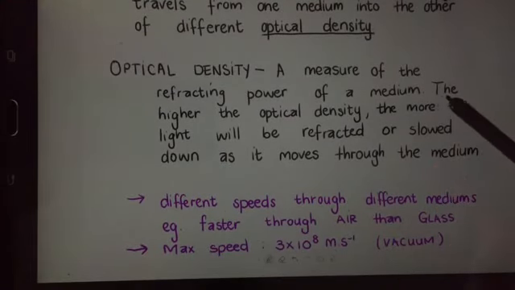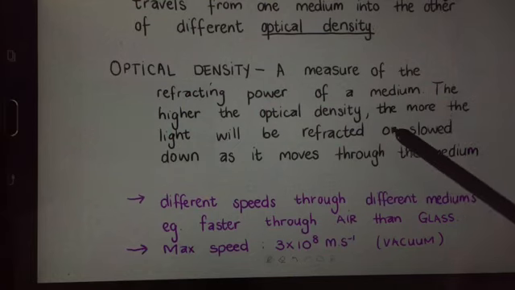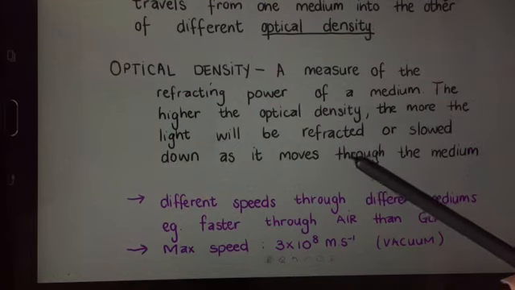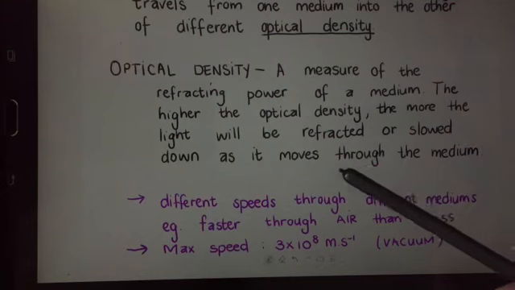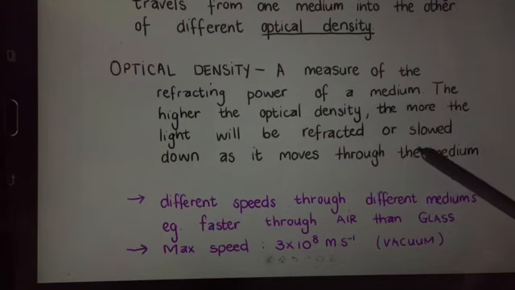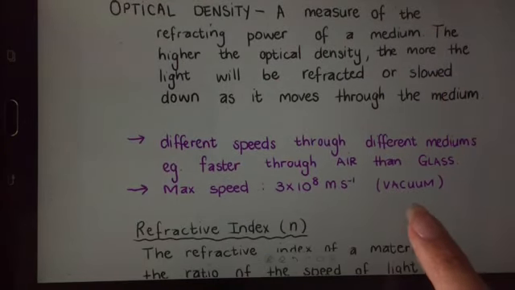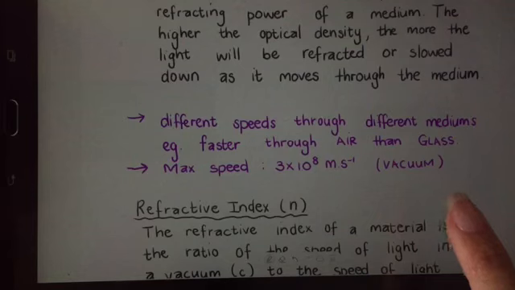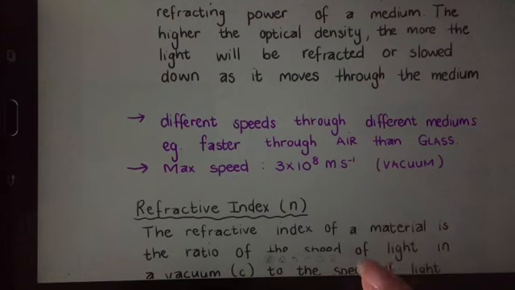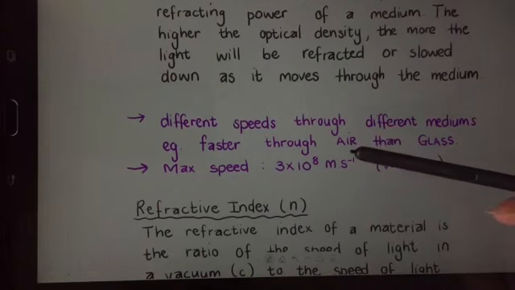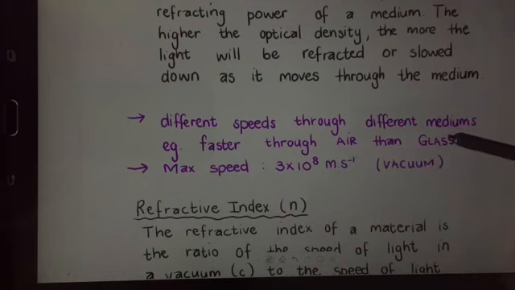Optical density is a measure of the refracting power of a medium. The higher the optical density, the more the light will be refracted or slowed down as it moves through the medium. So a couple of things there. We find that light travels at different speeds through different mediums, and it will travel faster through air, for example, compared to glass, because air is optically less dense compared to glass.